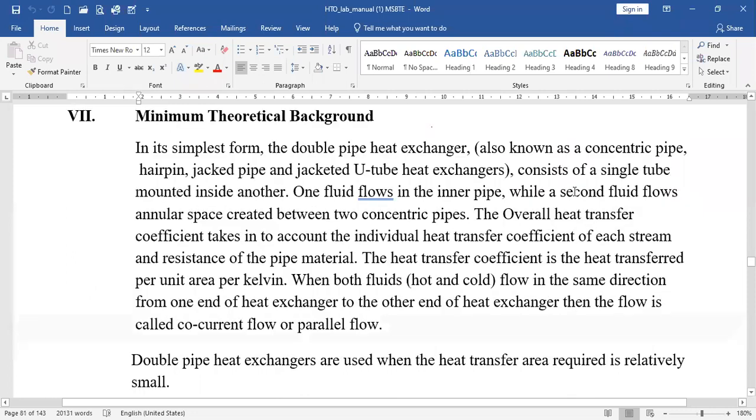The minimum theoretical background for this practical is simple. We have already discussed the heat exchangers. We have already discussed the heat transfer coefficient. And in this practical setup, there are two pipes, that is, concentric pipes, that we must know. And these two pipes have different fluids. That is, one fluid is hot fluid and the second is cold fluid, right? So these two fluids are flowing in the same direction. That is nothing but the parallel flow condition or co-current flow condition.